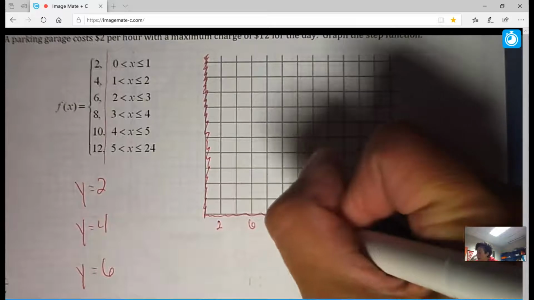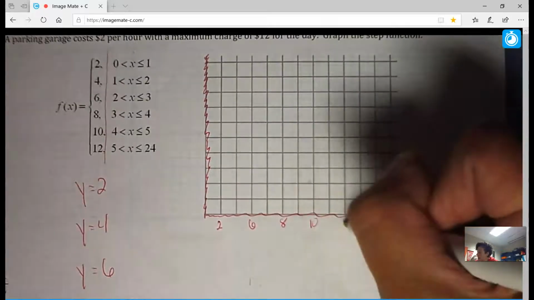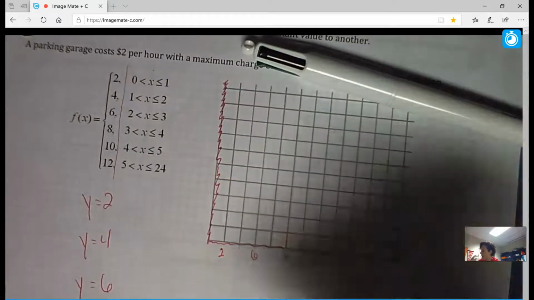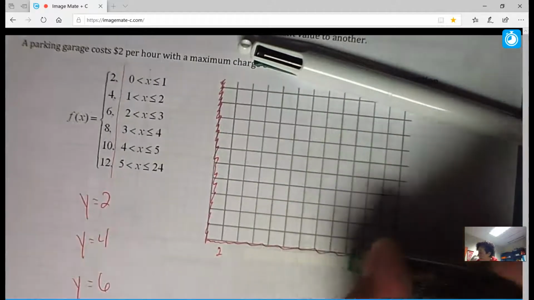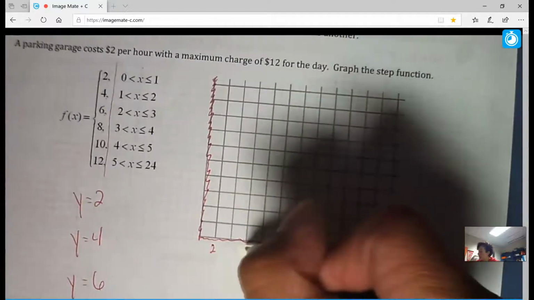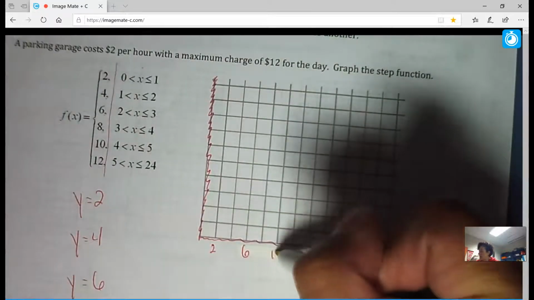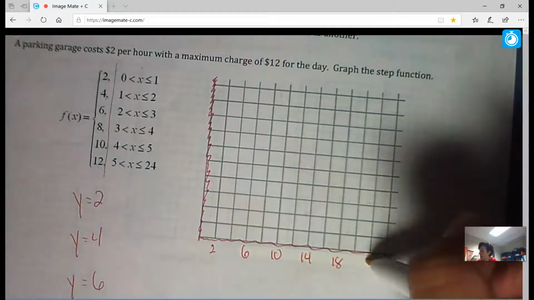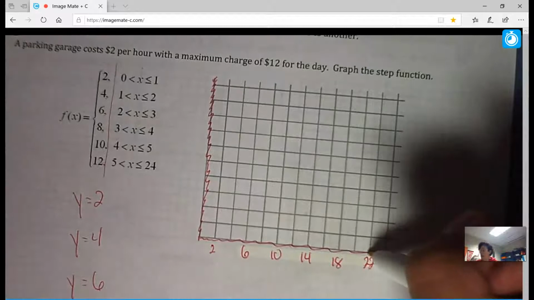I'm not going to label every number. I don't like that. It gets my graph too crowded. Sorry, and I'm not even doing that right. I'm trimming it by ones. So 2, 4, 6, 8, 10, 12, 14, 16, 18, 20, 22, and that would be 24.